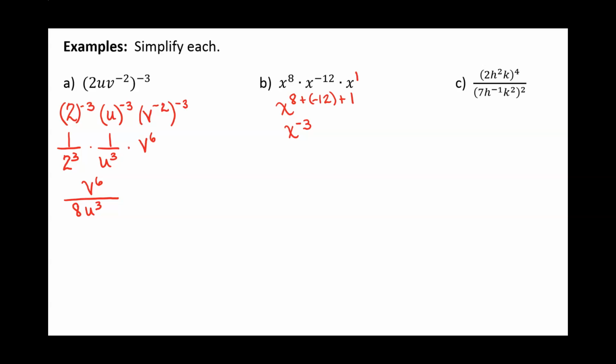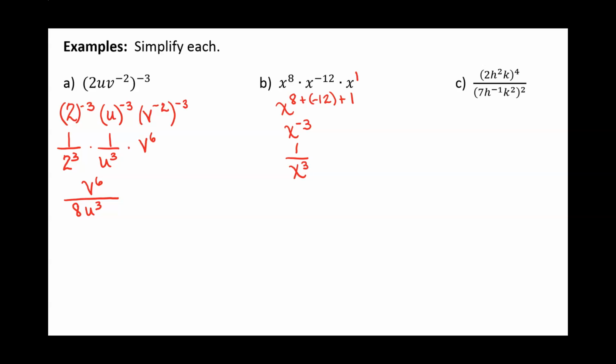Then go ahead and rewrite that without the negative exponent. Get rid of the negative exponent. So what is it without the negative exponent? 1 over x to the third. Move across the division bar to get rid of that negative exponent.